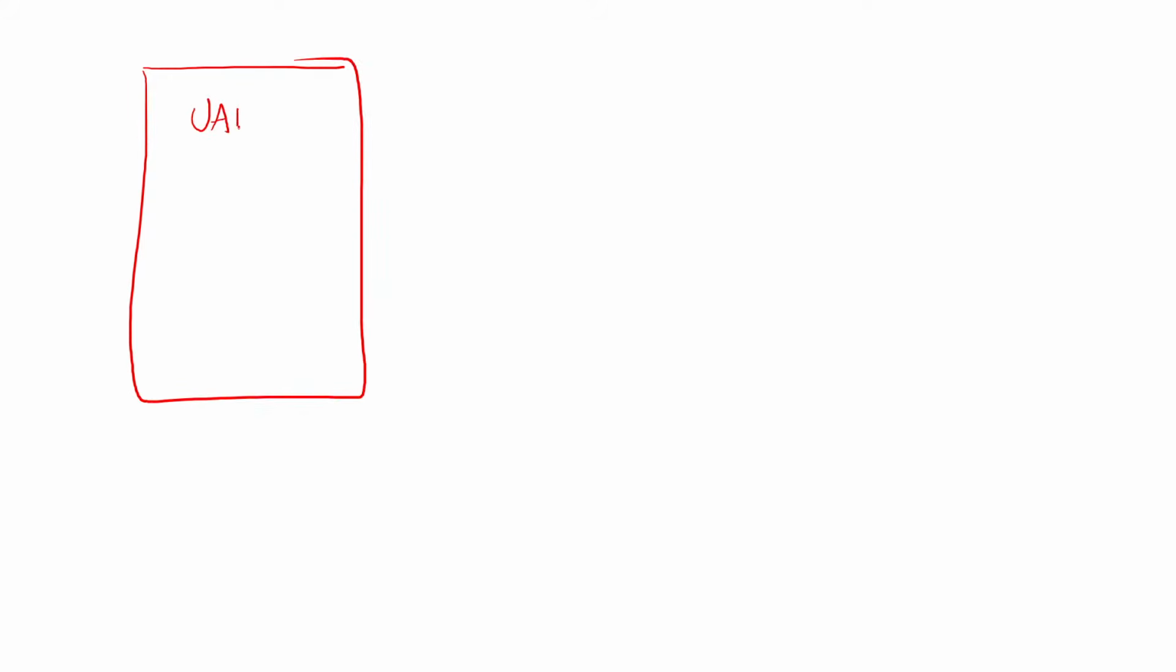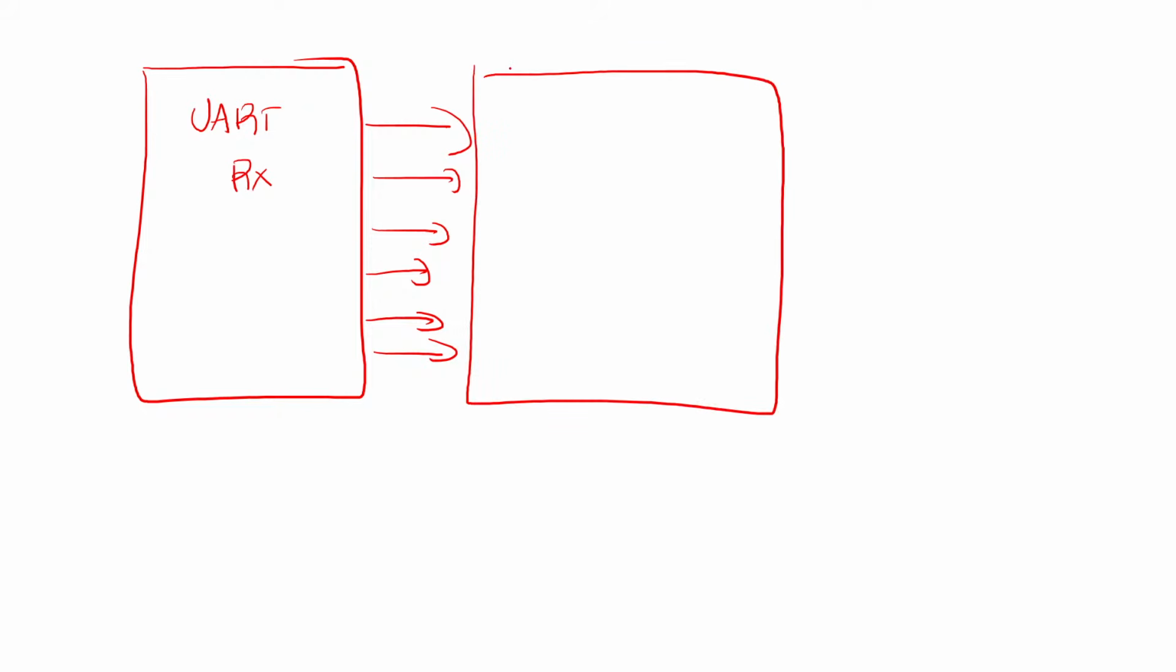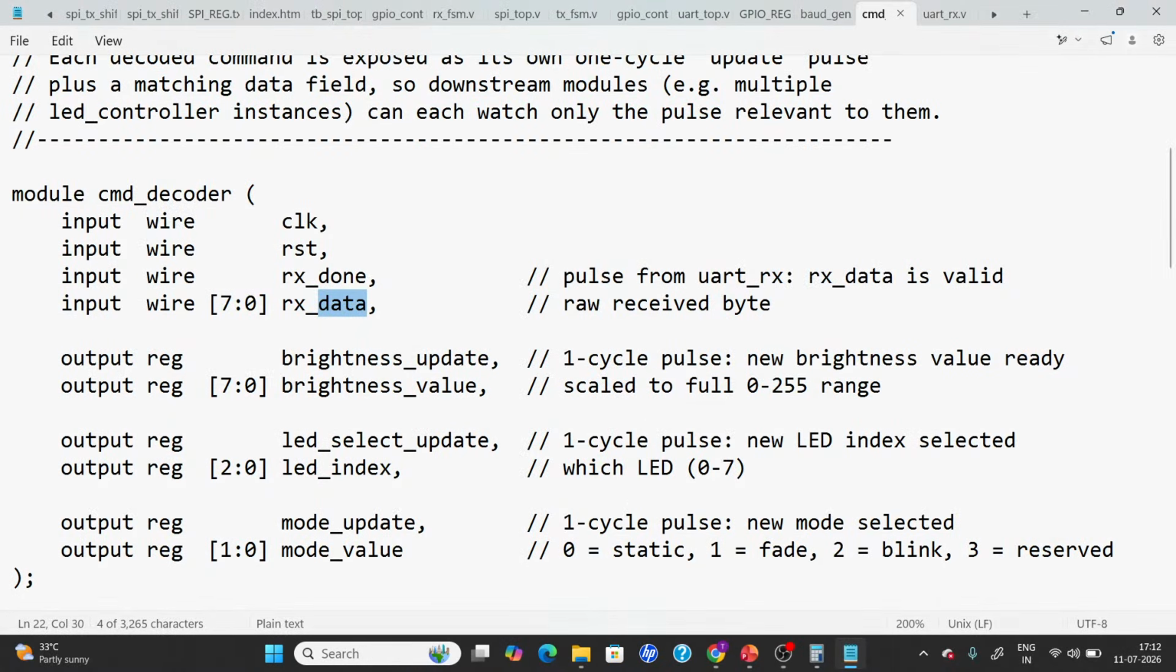So over here, this is my UART receiver. It has converted into parallel data and it is going to give this particular 8 bits of data to the command decoder. Now the command decoder is going to decode it. So what is it going to do? It has the outputs brightness underscore update, brightness underscore value, LED underscore index, LED underscore update, mode underscore value, mode underscore update.